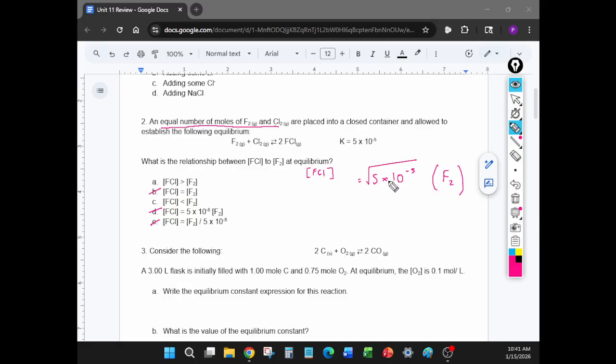So if you take a look at this, let's think about what this value means. We know that this is going to be, is it going to be greater or less than 1? This is going to be less than 1. So that means that this is going to be a decimal times F2. That means that FCl is going to be greater.